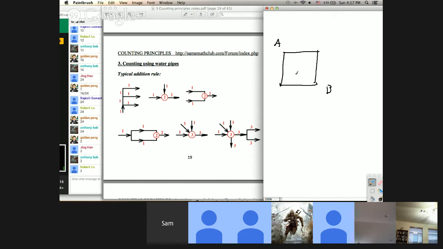But if the problem gets a little bit more complicated, for example, how many ways can I get from point A to point B using the same rule, where I'm only moving either to the right or down? So how many ways from point A to point B?